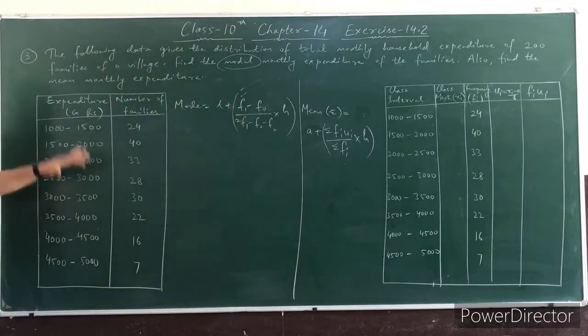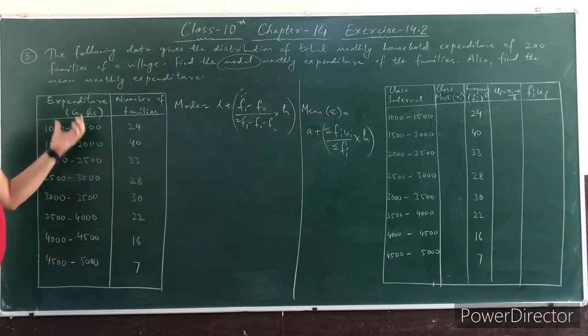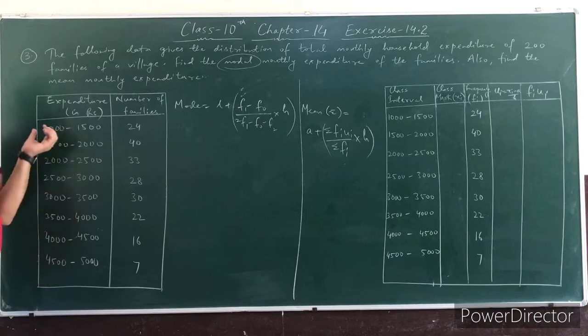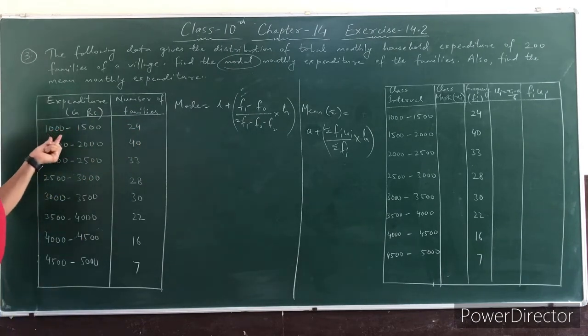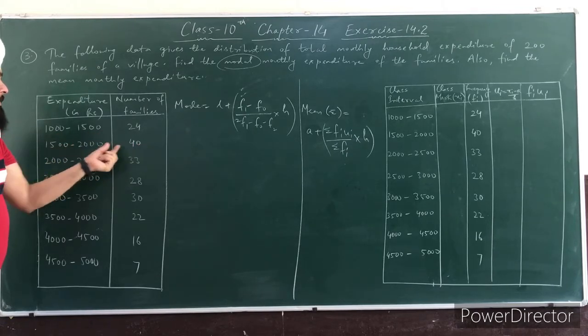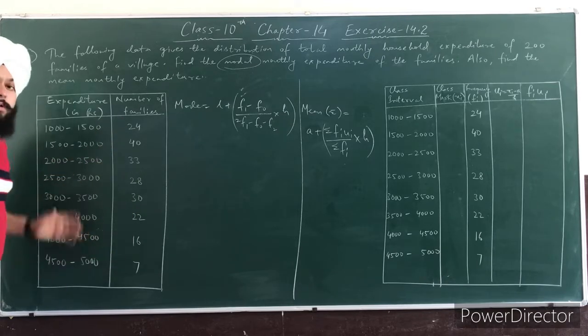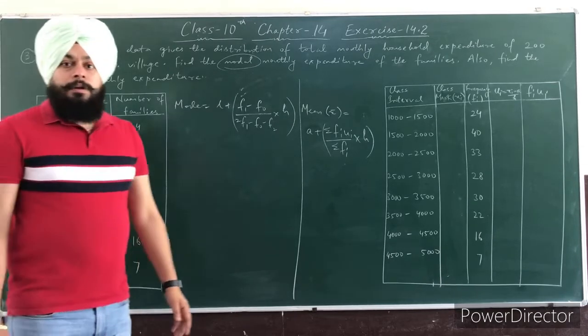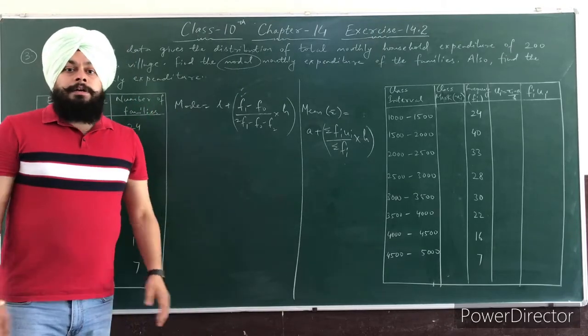So first you can see here, there are number of families given in the second column and expenditures in this first column, which is given in this class interval. So there are 24 families having expenditure from rupees 1000 to rupees 1500, 40 families having expenditure from rupees 1500 to 2000, and so on, given in this following table. So first we will find the mode for this 200 families.